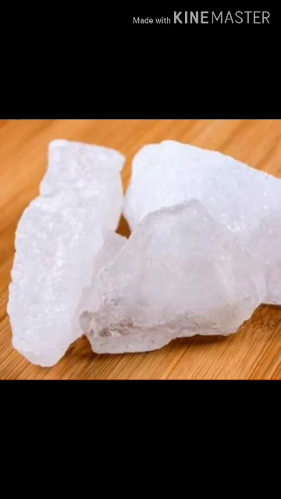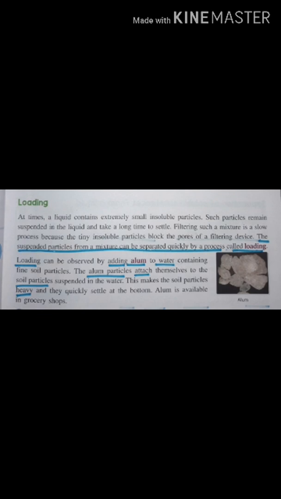Alum, another name is fitkari. It has been used by barbers as an aftershave for centuries, and it is widely used for treating acne and pimple problems also. So, why do we add alum to this liquid? To help the suspended particles of a liquid to form a sediment of solid.